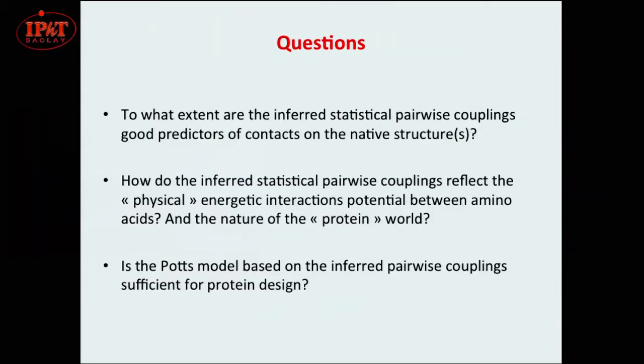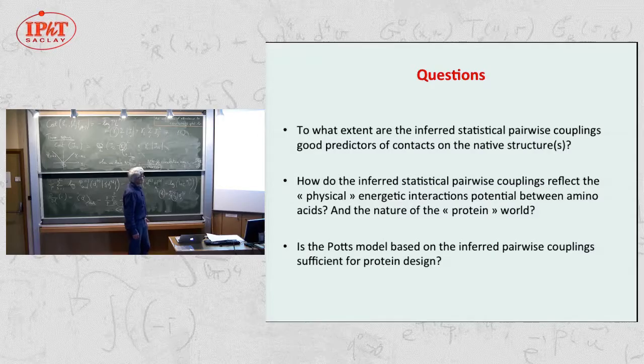Okay, so the questions I'm interested in now, for the next 30 or 40 minutes, are the following. To what extent are the inferred statistical pairwise couplings good predictors of contacts of a native structure? So we see that in that particular example, it works well, but we would like to understand in a more detailed way why this is true and what are the limitations, because the intuition is very hand-waving here.